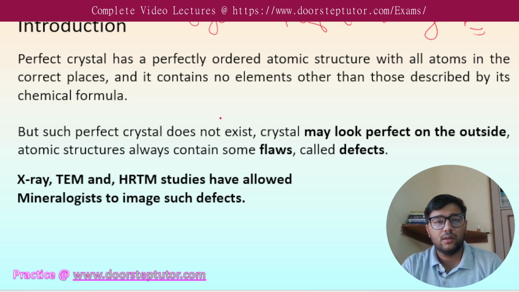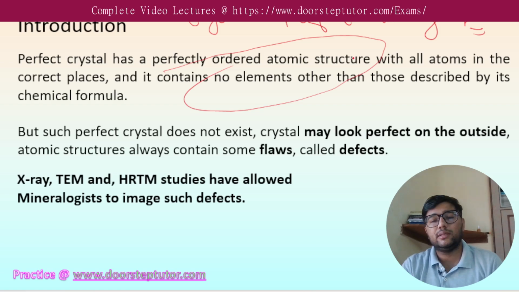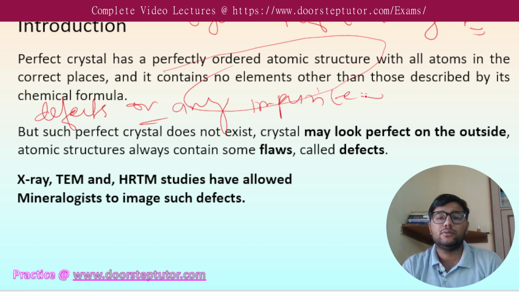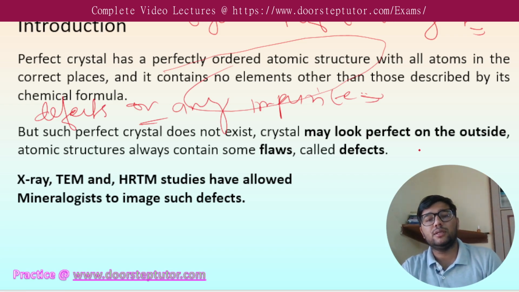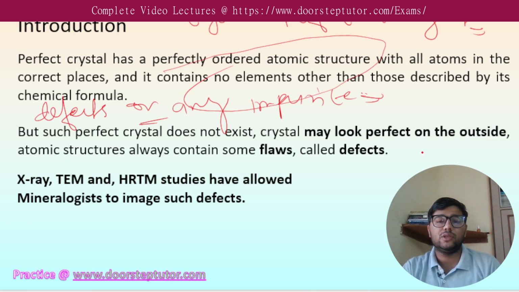So an ideal crystal is one which has a perfectly ordered atomic arrangement structure, but in the real sense it does not happen so. Somewhere some defect or any impurity enters into the crystal structure and distorts the general arrangement of the crystal. So this type of impurity or defect is known as lattice defect.